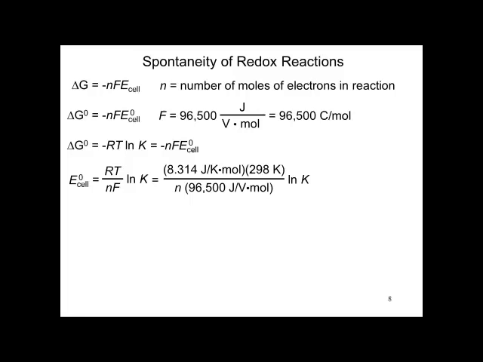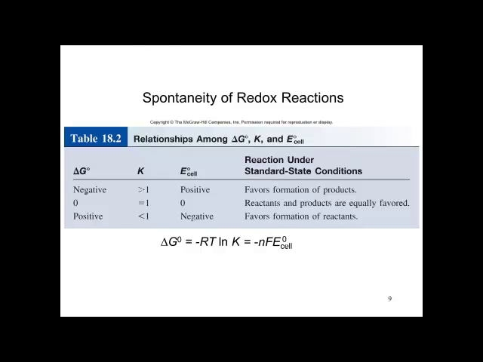If we substitute in the temperature 298, the constant 8.314, and 96,500 for the Faraday, we can come up with another equation. E0 of the cell equals 0.0257 volts divided by n, the number of moles of electrons in the reaction, times the ln of K. Here's the relationship between delta G0, K, and E0 of the cell.